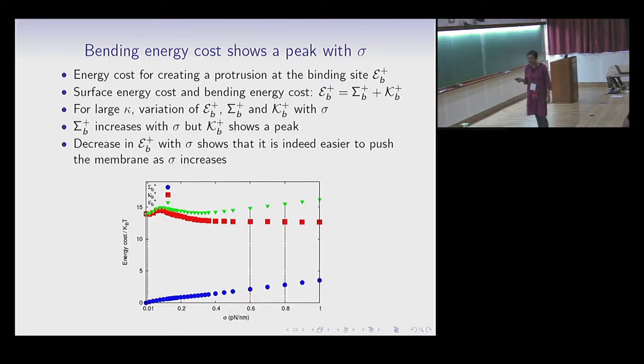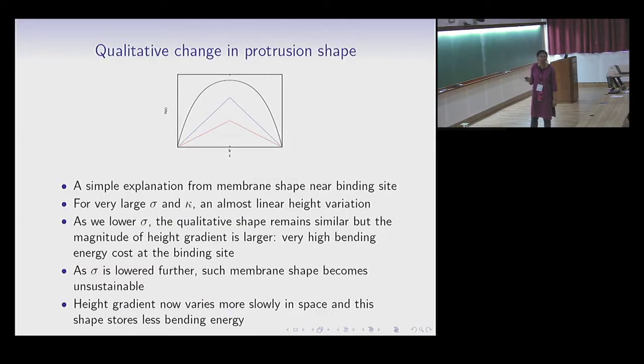So indeed, as we had expected, there is a range in sigma over which the energy cost for creating a protrusion actually goes down with sigma. So this is actually counterintuitive, but it turns out that there is a very simple explanation behind this.